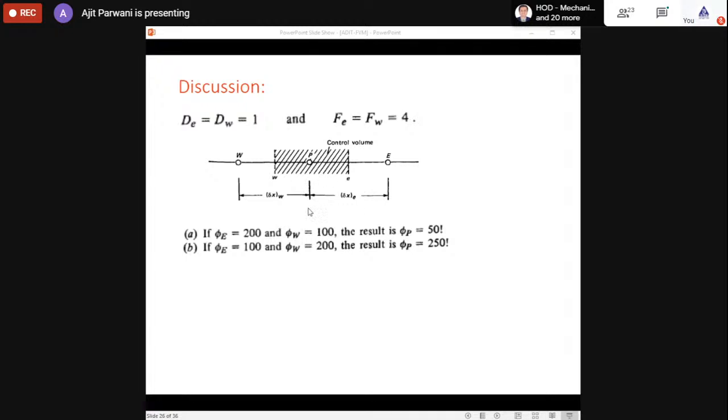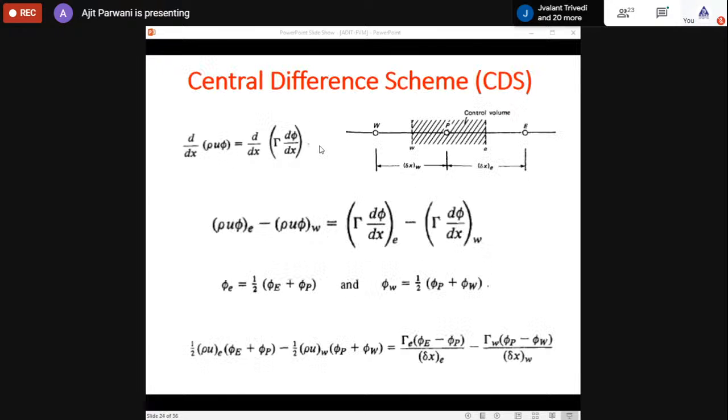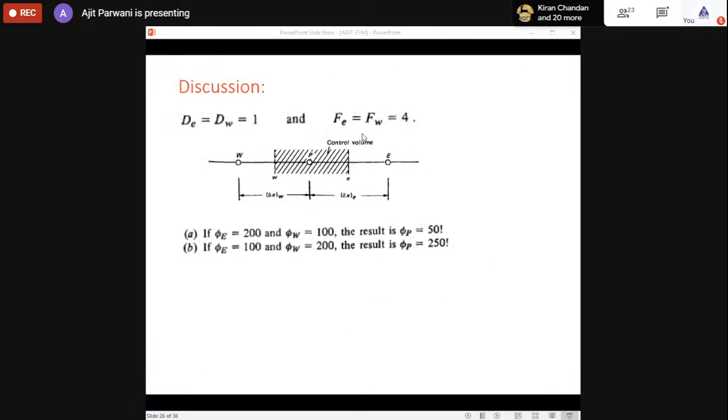So what does it mean? It means that phi E is equal to 200, phi W is equal to 100, and you get phi P equal to 50. Which is unrealistic, which is not possible, because there is no heat generation term here. We have solved this equation without heat generation. So the temperature in between should not go beyond the smaller value, 100. So it is an unrealistic result.